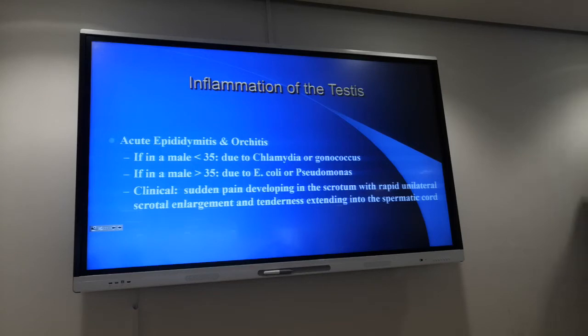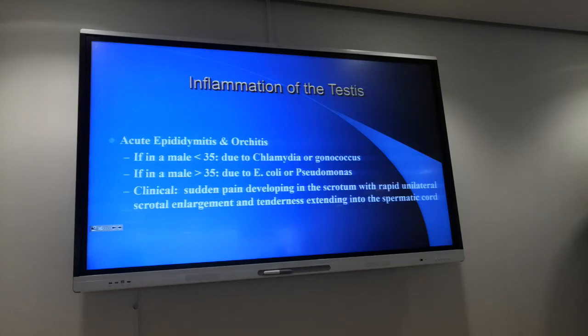As I mentioned to you, usually age is a very important factor when it comes to the pathogen. So depending on the priority in life, those who are less than 35, it has to be something related to STDs, chlamydia, or gonococcus. In a male above 35, usually it's going to be due to E. coli or Pseudomonas. That's when the GI tract actually will take over, if you ask me.